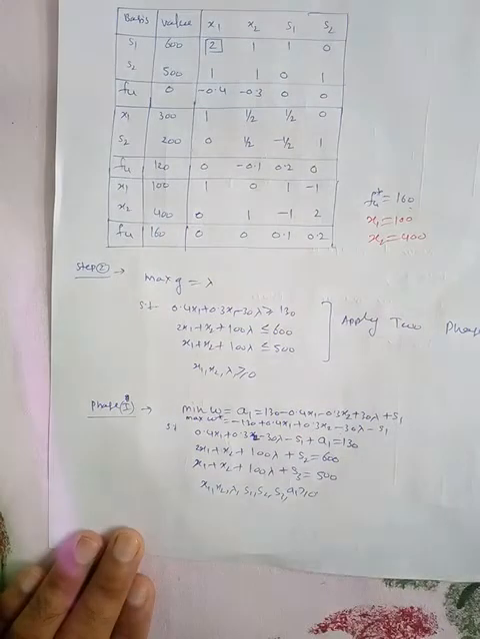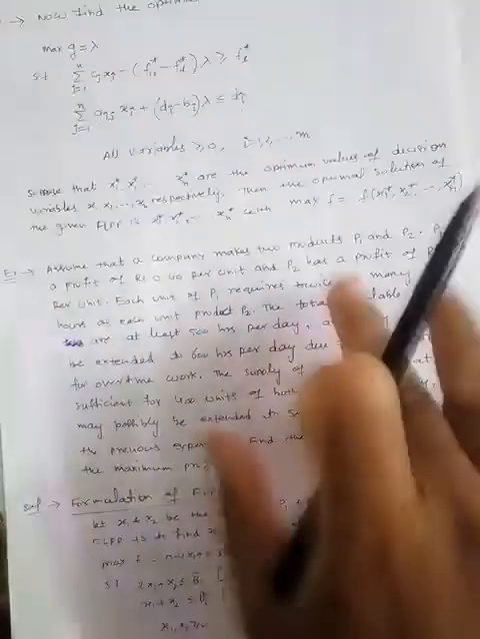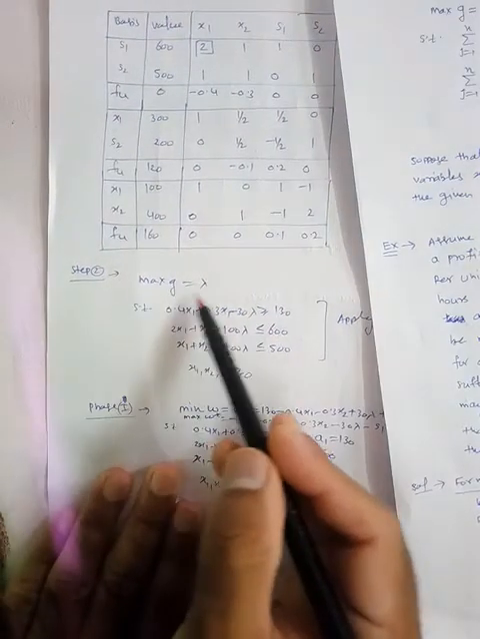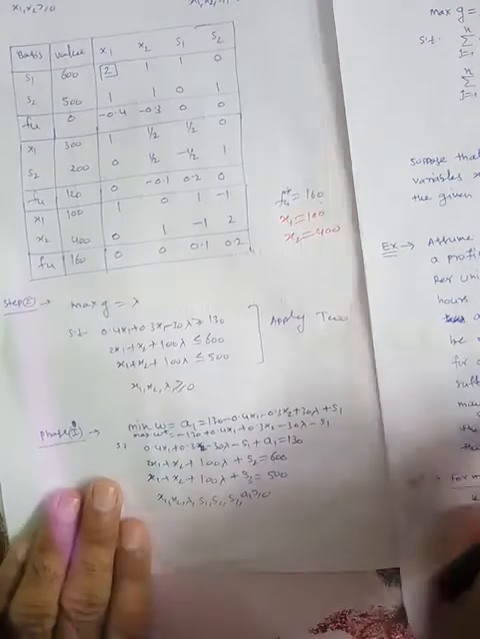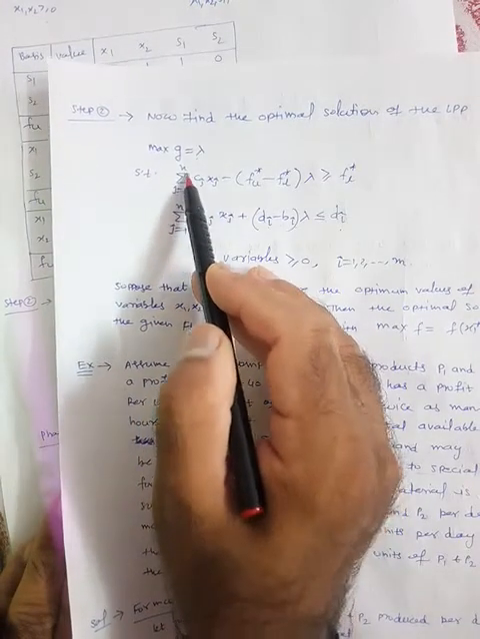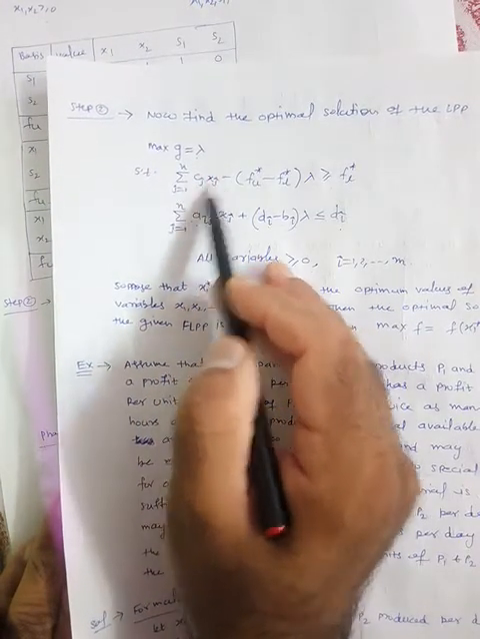Now step number 2. If you remember, we have to develop this problem: maximum G is equal to lambda subject to these constraints. So now here, maximum G is lambda subject to the first constraint, the summation of j from 1 to n of Cj xj, that means from the objective function.